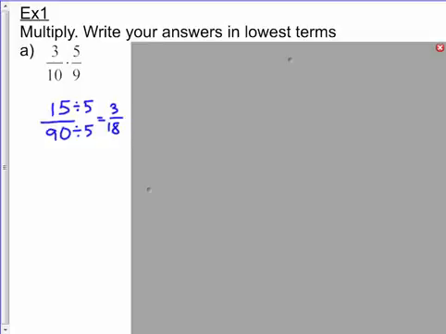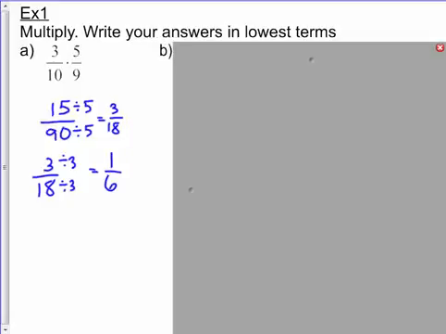And then what goes into 3 and 18? Well, 3 does. So if I divide the top by 3 and the bottom by 3, I get 1 over 6. So that's one way to do it. However, we're going to look at a little bit different way to do it.